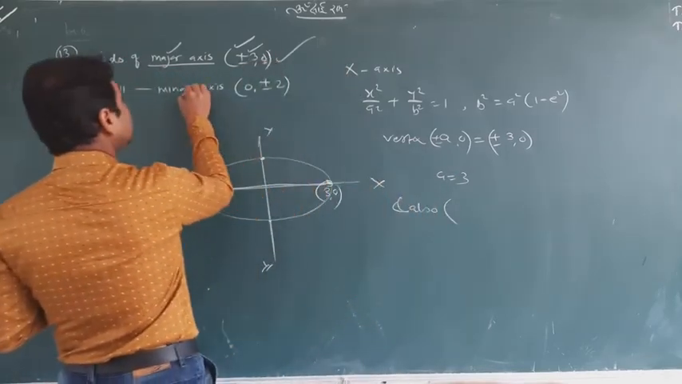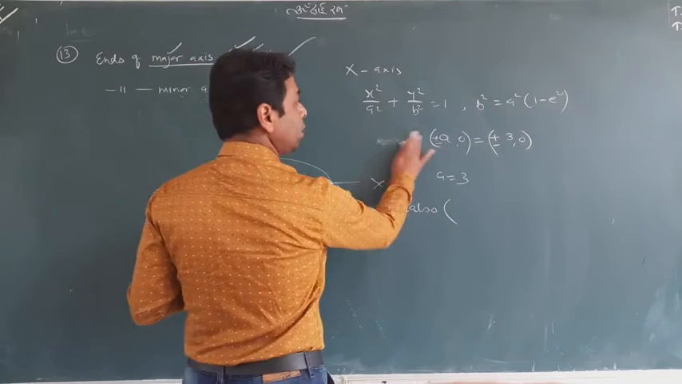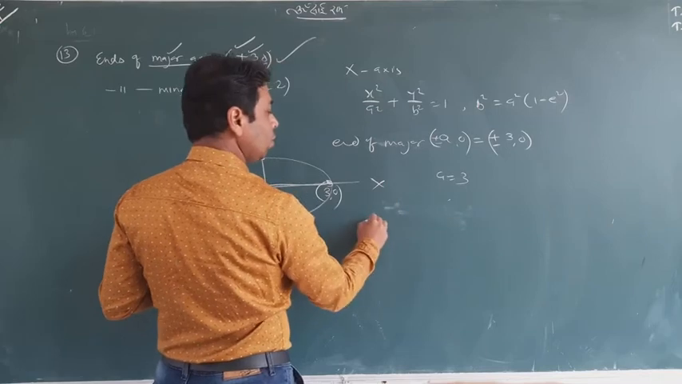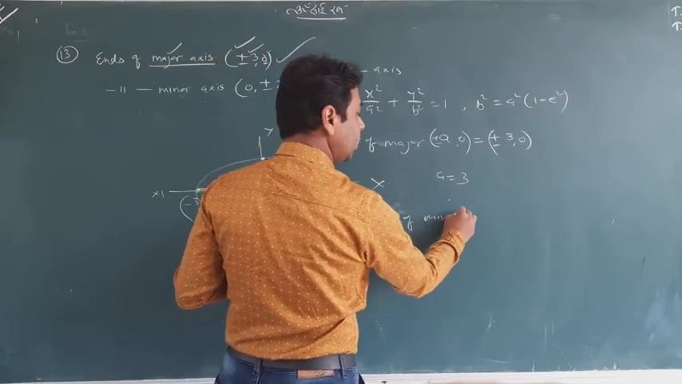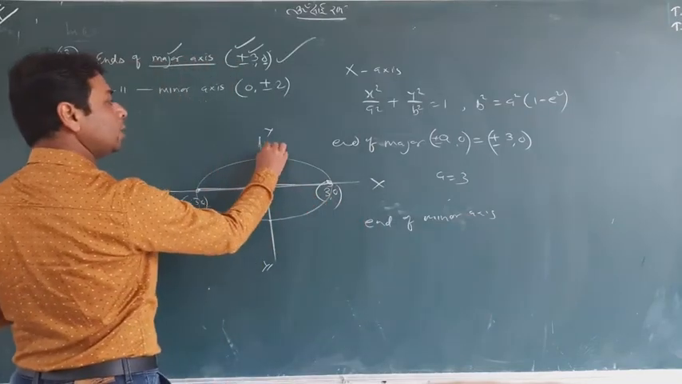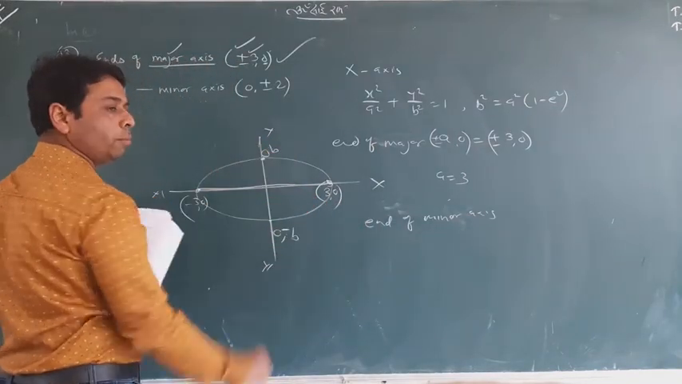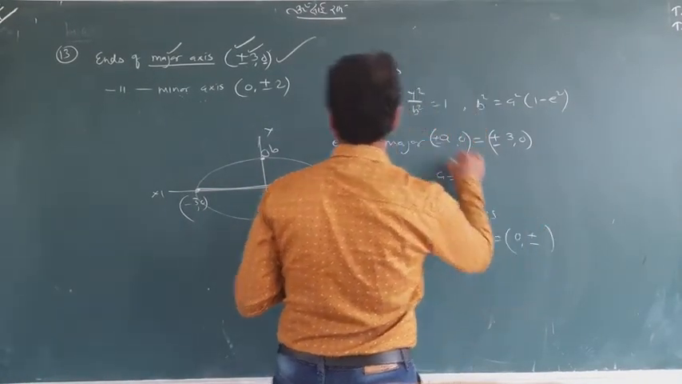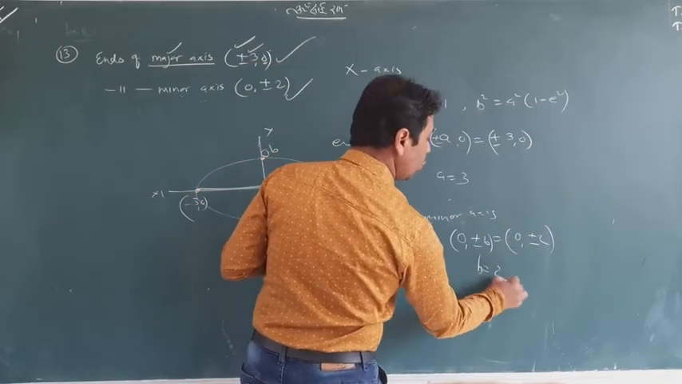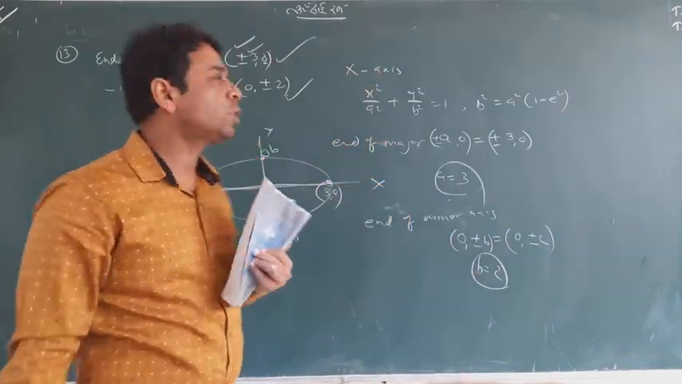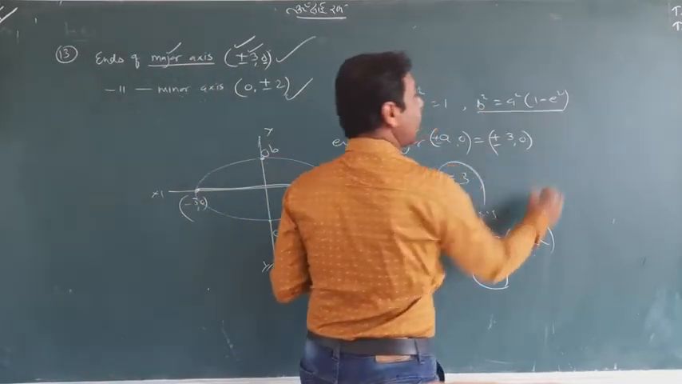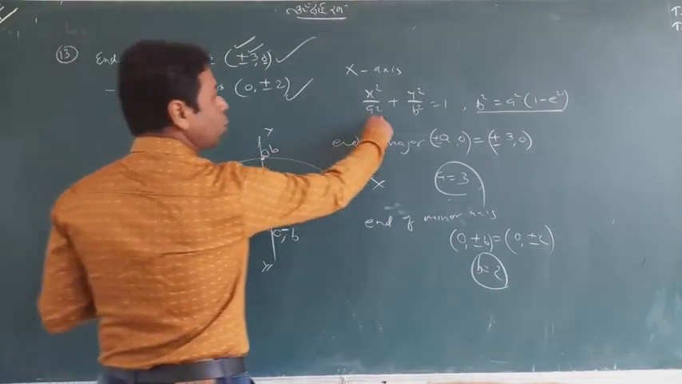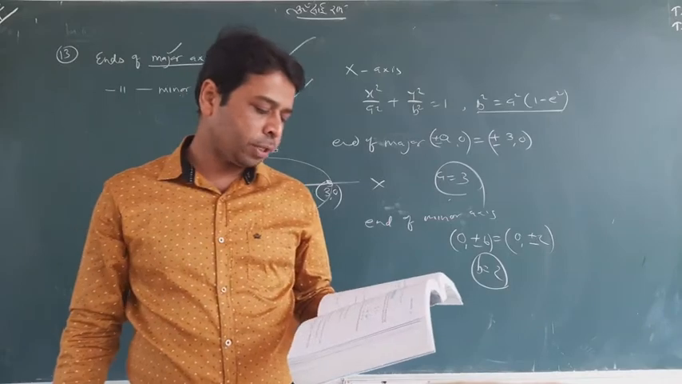Also the end of the minor axis: what do you know about it? It is 0 and b, and 0 and minus b. So 0 and plus minus b is given as 2. So b is equal to 2. You actually didn't use the particular formula, and nothing hard was given. Directly a and b were given. You put the values of a and b in this equation and get your answer. So this was question number 13.